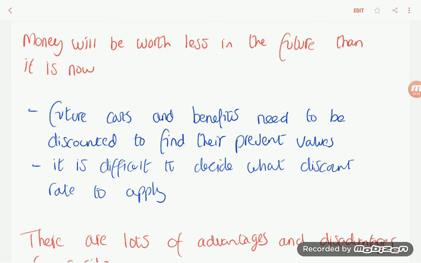Most CBAs will only look at the costs and benefits over a set period of time, for example, 25 years. This can have a big impact on the result of the CBA. If there are big costs or benefits to come in the future, like the cost of decommissioning a nuclear plant, it can be argued that this should always be included in the CBA.